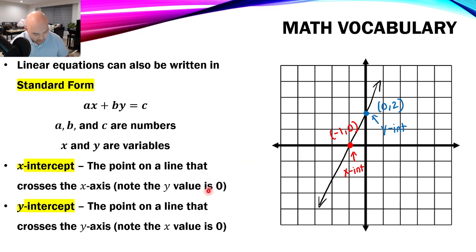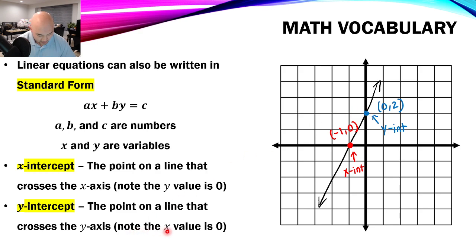And again, before I move on, just to show you, I'm going to go ahead and read this for us. The x-intercept is the point on the line that crosses the x-axis, right? That's what I said. When the line touches the x-axis right here, that point is called your x-intercept. And again, note that the y value for that x-intercept is 0. Similarly, your y-intercept is the point on the line that crosses the y-axis. So again, here's my line. It crosses the y-axis right here at this blue point.